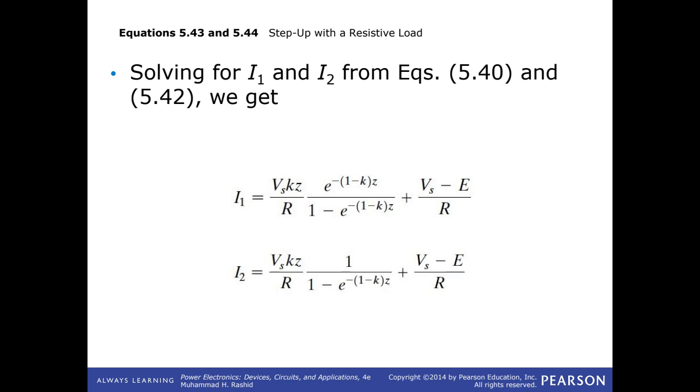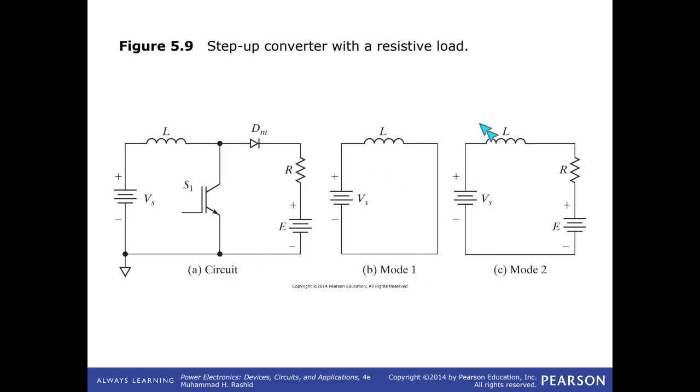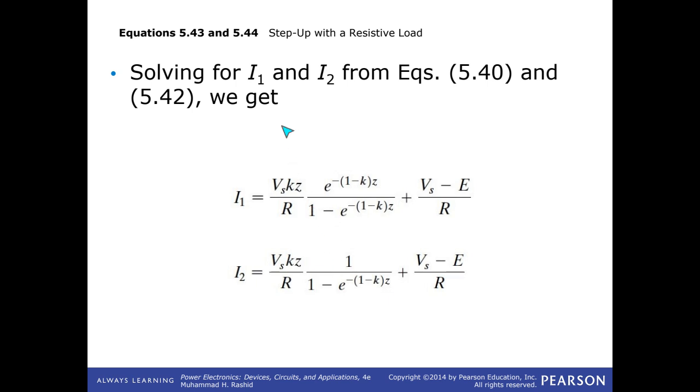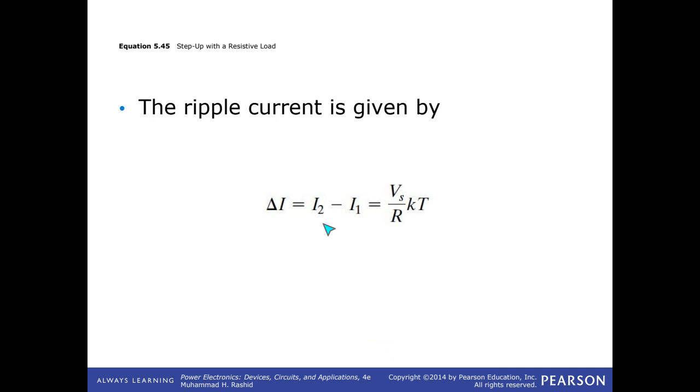That configuration is used for electric vehicles, where the battery voltage is actually lower than the DC bus voltage. And these are the equations, the minimum and maximum current equations derived. And also this is the ripple one.